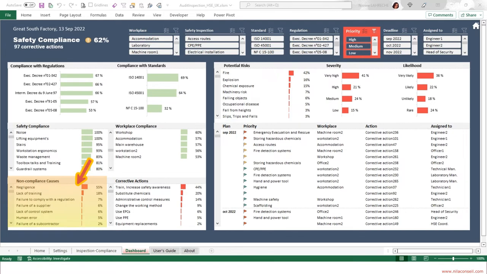Negligence is the number one cause of safety non-compliance. 44% of corrective actions relate to safety training and awareness. Fire is the risk to which workers are most exposed. 40% of the risks are very serious.